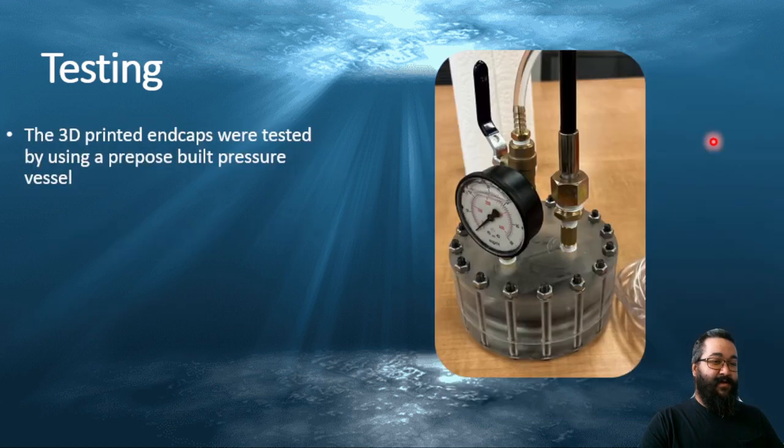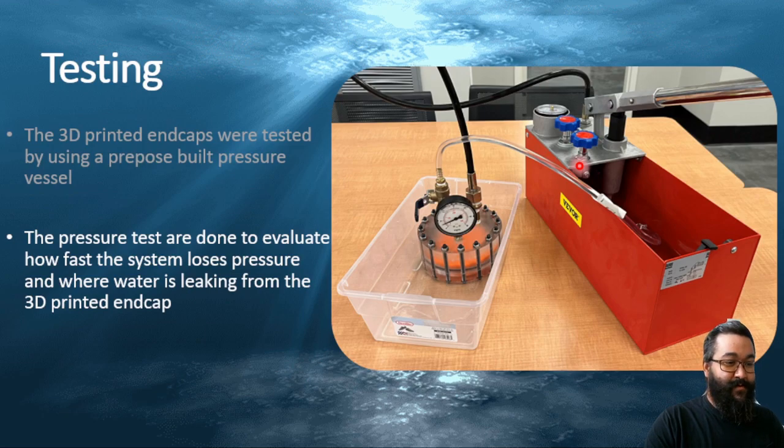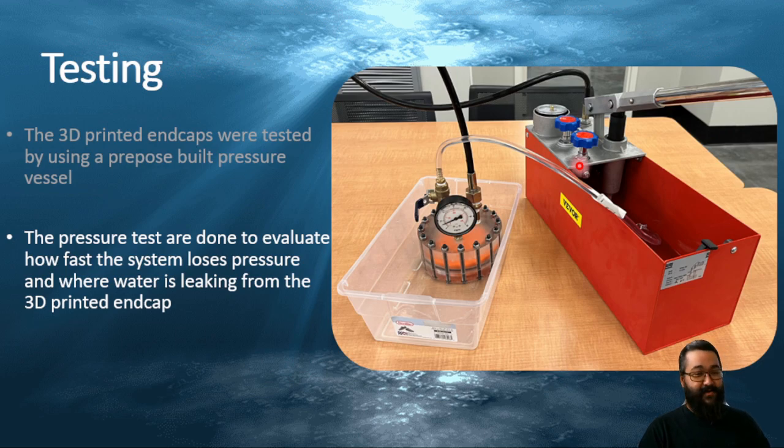Now that I had these, I could go to testing with the pressure vessel. In the image, this is just the completed version of the pressure vessel. The pressure tests were done to determine how fast the system would lose pressure for each end cap. The system was pressurized to 50 psi, and the time was marked at every minute to determine what the gauge read, and that was written down. As we can see in this picture, this is the whole entire system.